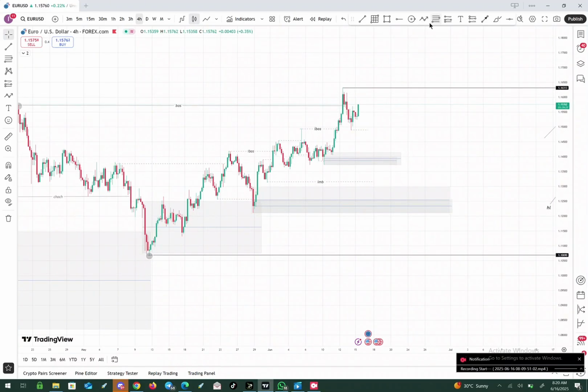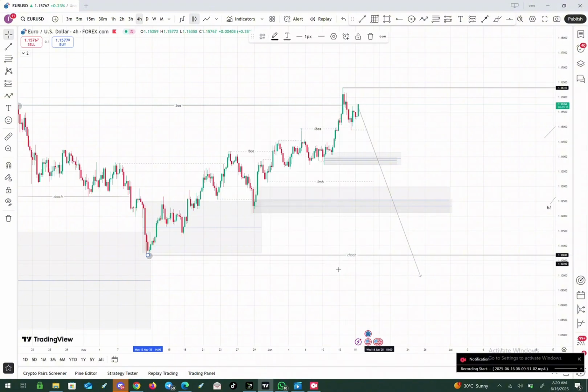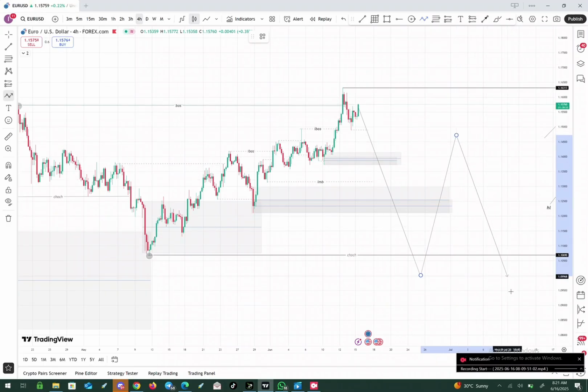And even if price comes back like this and breaks this structure, breaks this low here, that simply means we already have a change in character, which we know that at this point the sellers are already in control of the market. Then what will we be waiting for? We'll be waiting for a pullback into any of these zones, then continue the movement to the downside. So this is basically the way price moves.